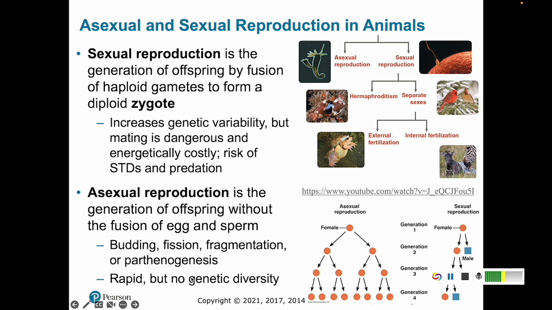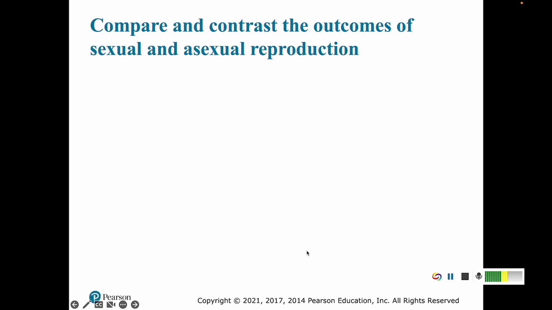But it doesn't allow for genetic diversity. So if something comes along that can kill one of them, it's probably going to kill all of them pretty easily. Okay, so compare and contrast the outcomes of sexual and asexual reproduction. You should be able to tell me how they're similar, how they're different, what the benefits of each are, or the drawbacks of each.